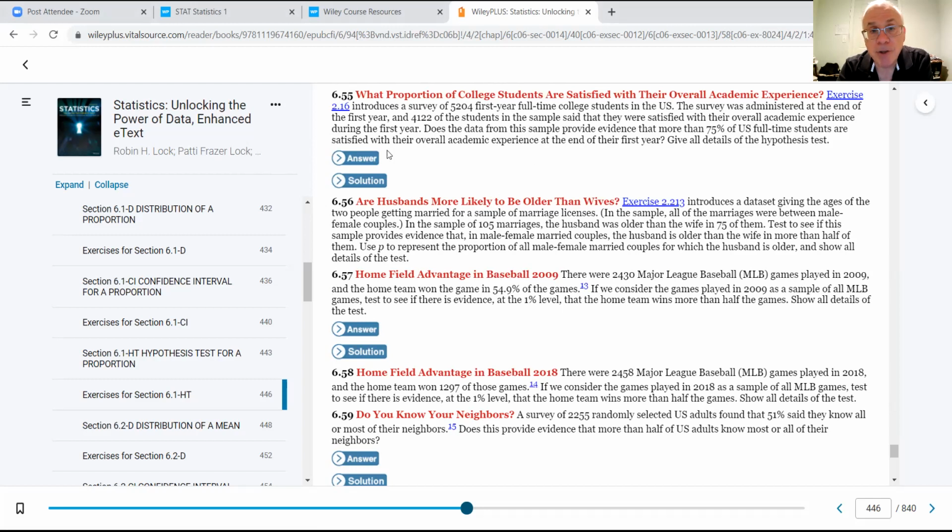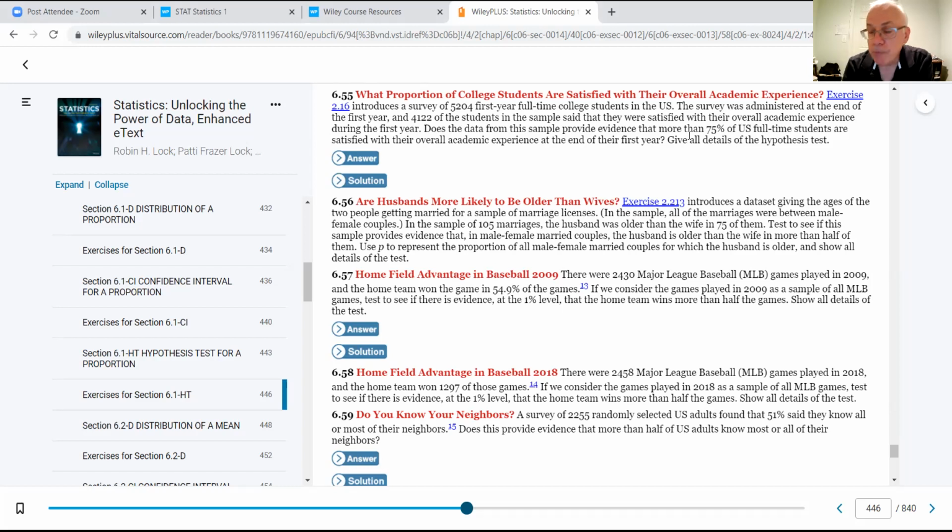And it was surveyed at the end of the first year. It says that 4,122 of the students in the sample said they were satisfied with their overall academic experience. All right, so that's our sample data. It says, does the data from the sample provide evidence that more than 75% of U.S. full-time students are satisfied with their overall academic experience at the end of the first year?